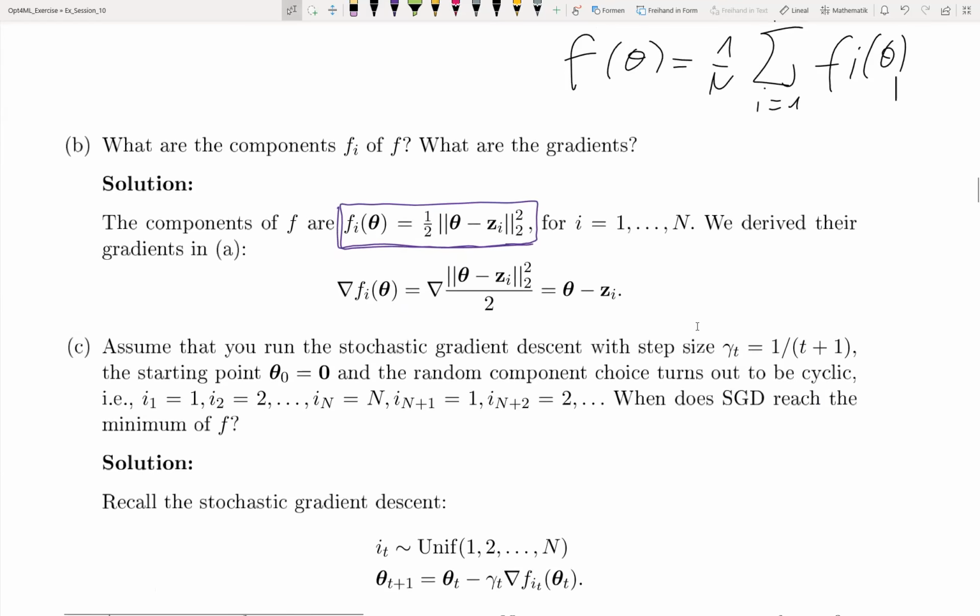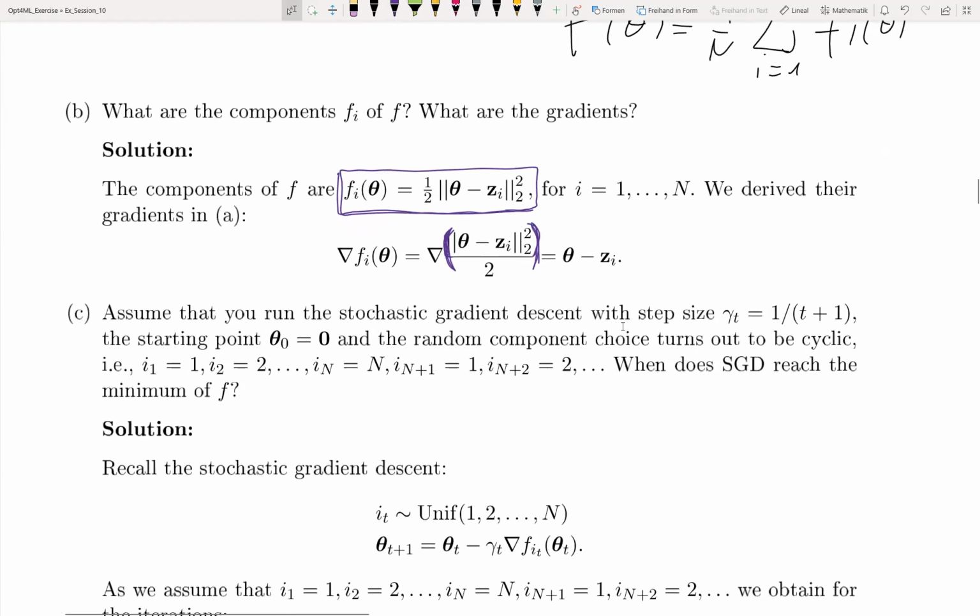Okay, the gradients, we almost derived them. We looked at this thing and derived the gradients. Now we have to divide also by the 2. We had a 2 in the numerator before. We have now a 2 in the denominator as well. Both are canceling out, so we are left with theta minus z_i for each of these i components.